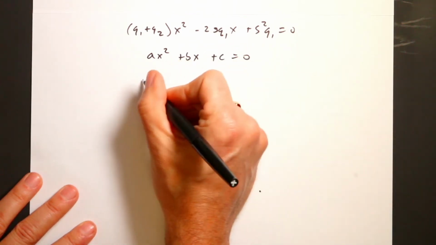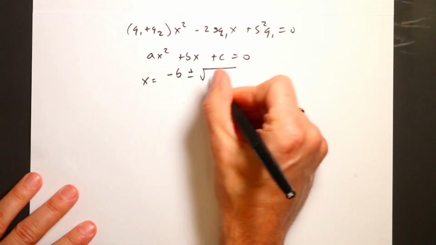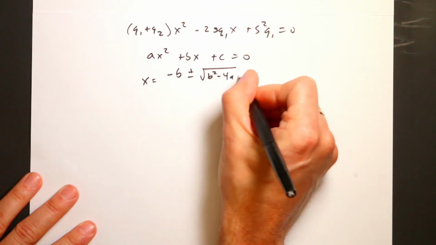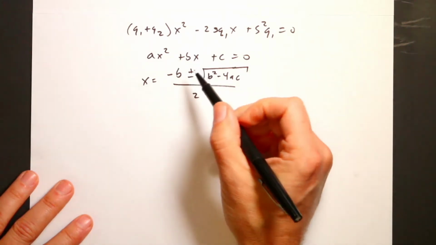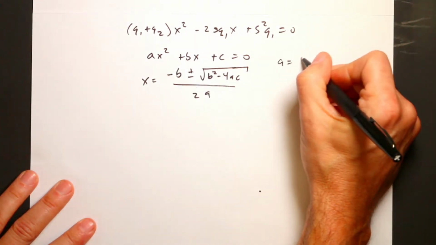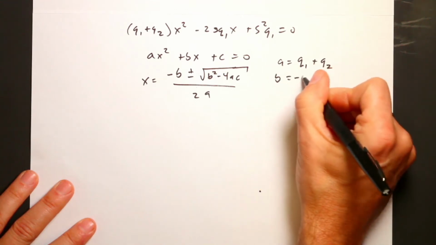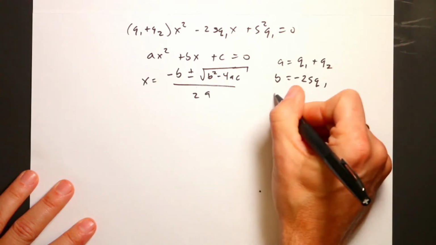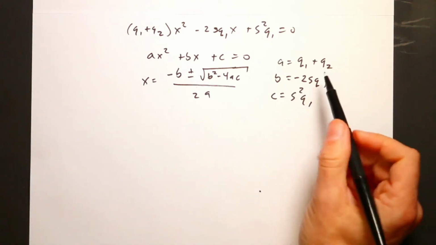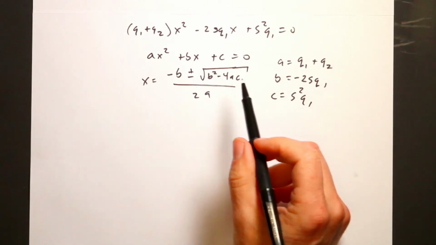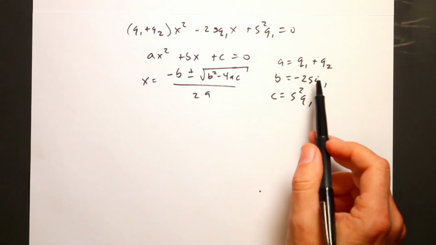That's the quadratic equation. So x equals negative b plus or minus the square root of b squared minus 4ac, over 2a. And so at this point, I would have a value. I could say a is q1 plus q2, b is negative 2s q1, c is s squared q1. And so if I had an actual problem, which I'm going to do, I would have values for q1, q2, and s.